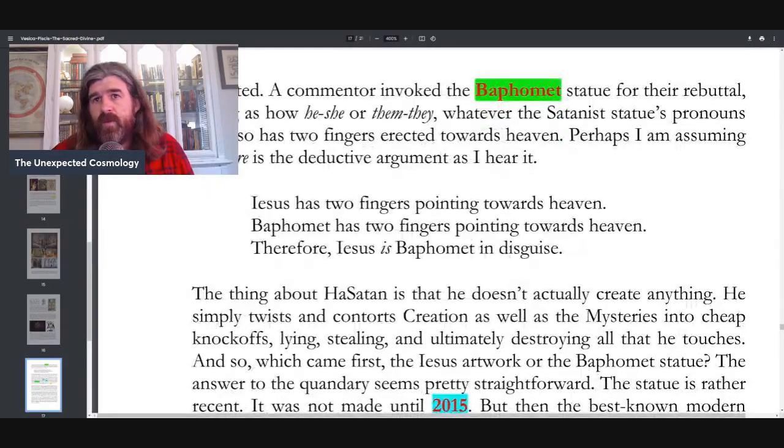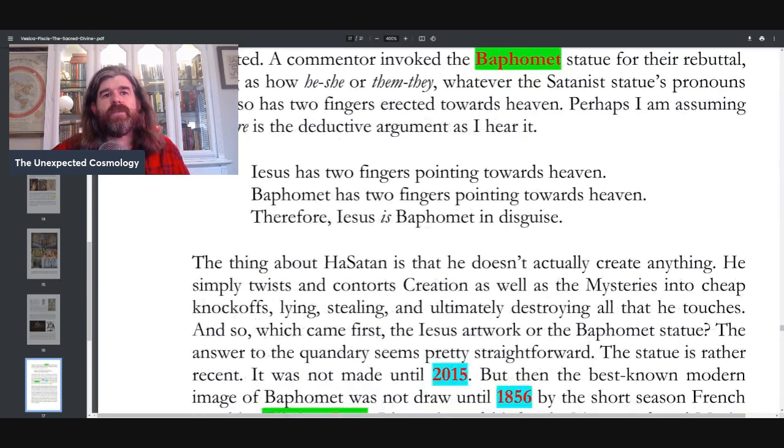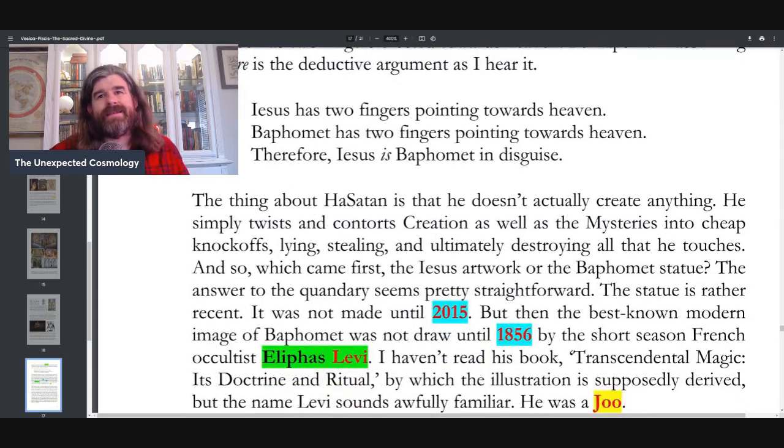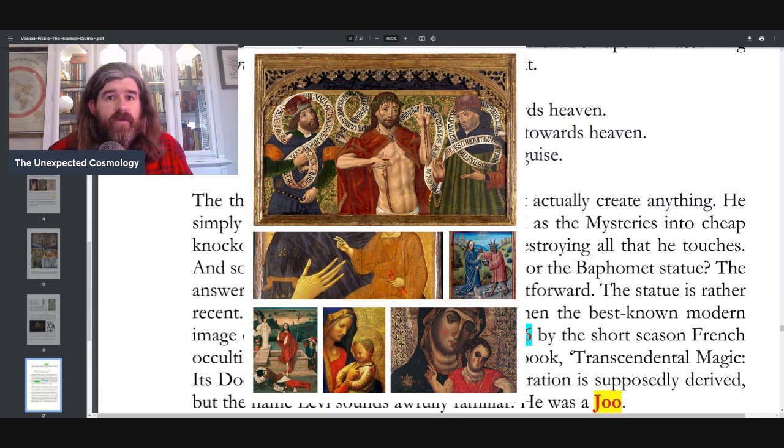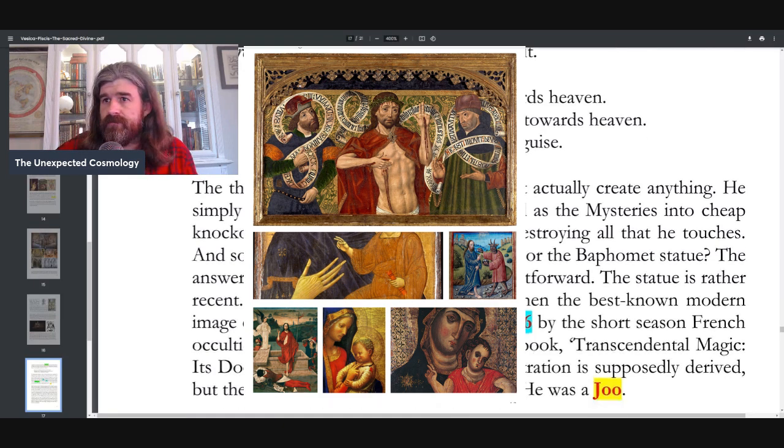Perhaps I'm assuming, but here is the deductive argument as I hear it. Jesus has two fingers pointing towards heaven. Baphomet has two fingers pointing towards heaven. Therefore, Jesus is Baphomet in disguise. The thing about Hasatan is that he doesn't actually create anything. He simply twists and contorts creation as well as the mysteries into cheap knockoffs, lying, stealing, and ultimately destroying all that he touches. And so, which came first, the Jesus artwork or the Baphomet statue?